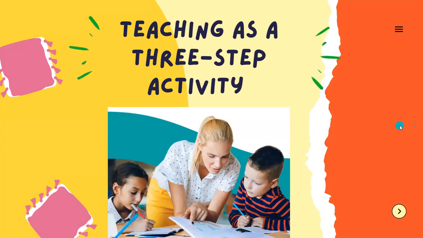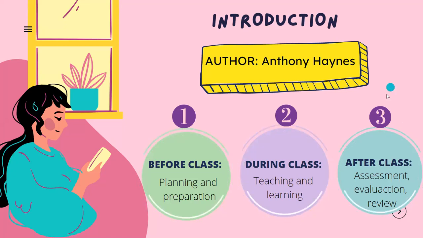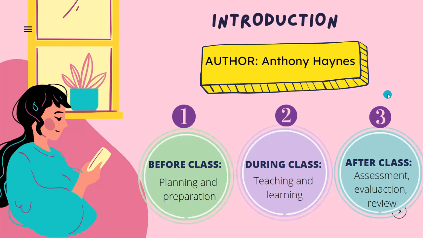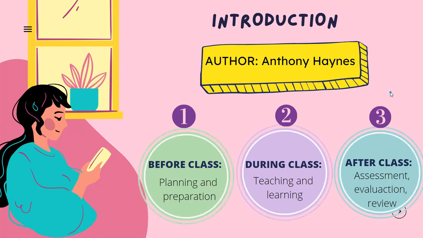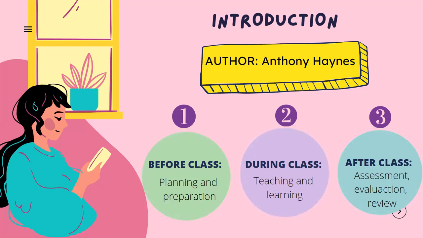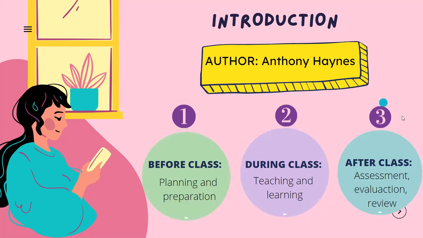Let's start. Okay, introduction. According to the author Anthony Haynes, teaching may be thought of as a 3-step activity. The first step consists of activities like planning and preparation, and it is required before teaching a class. The second step is activities in the classroom. It includes classroom management, teaching, and learning. And the third step is activities that take place after the lesson. It includes assessment with associated activities such as recording and reporting, and also evaluation.